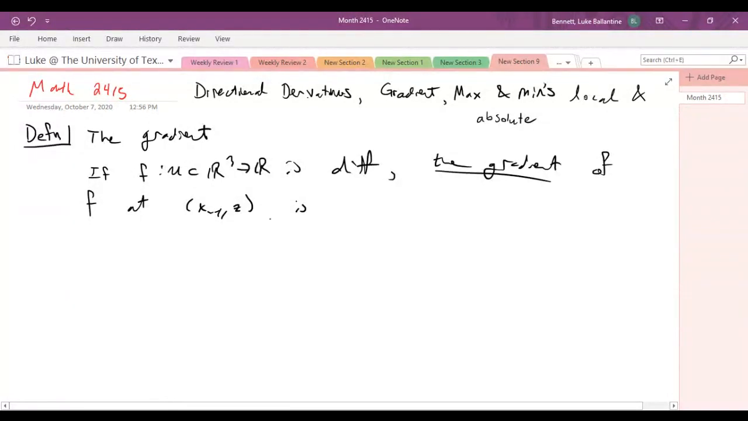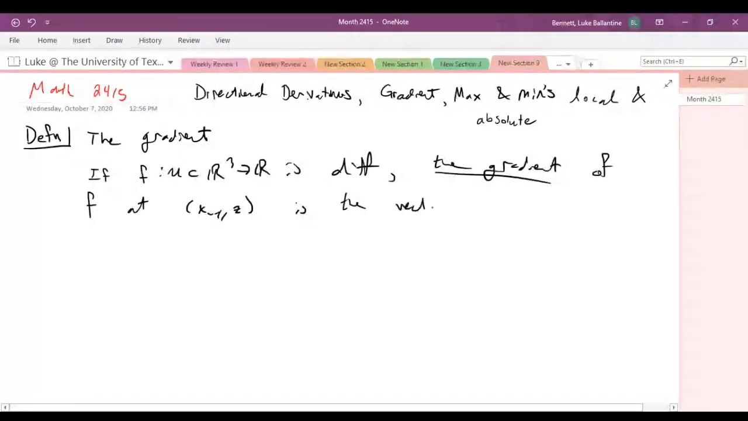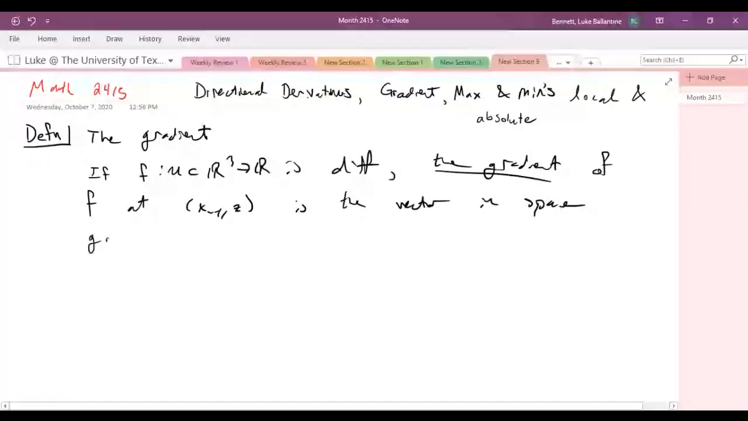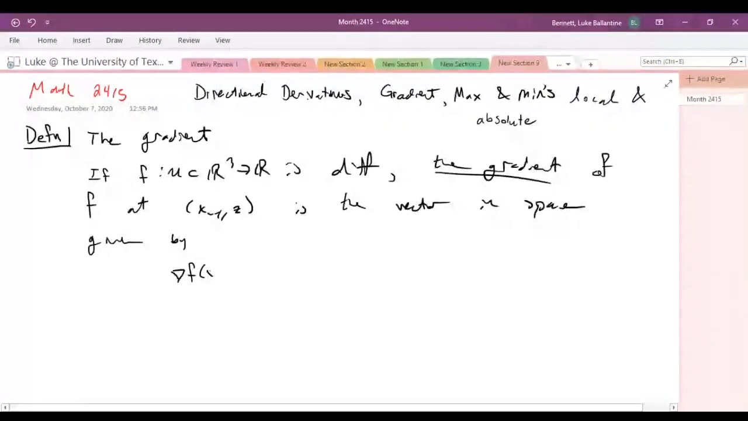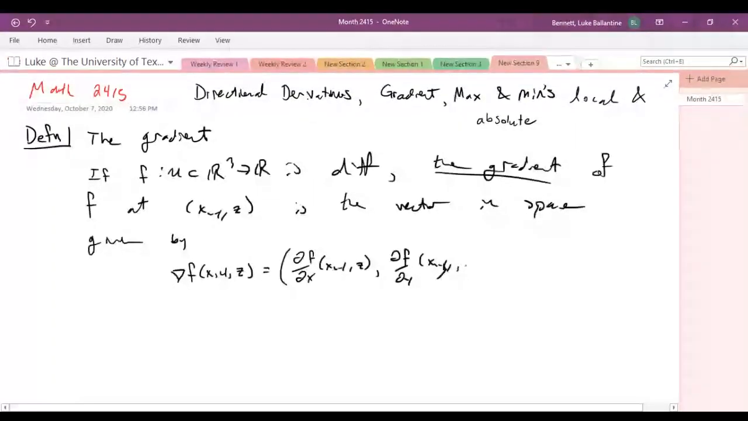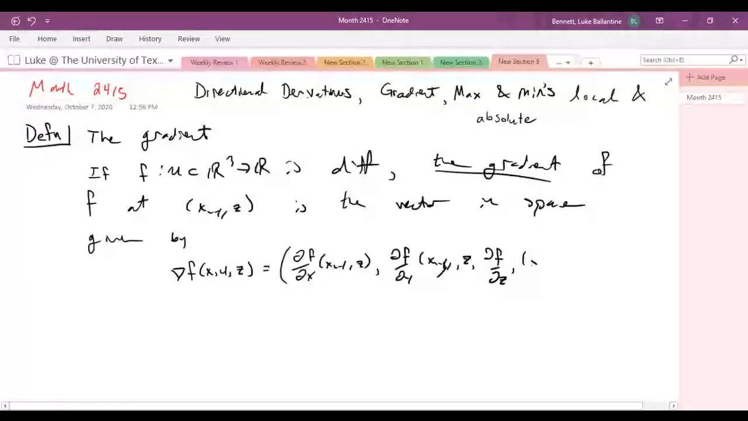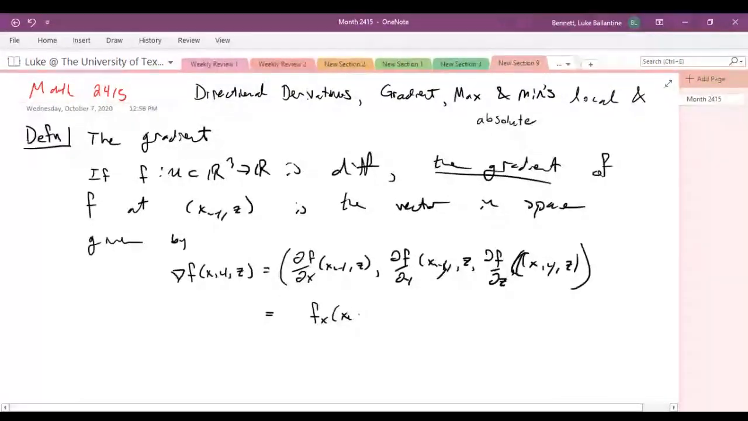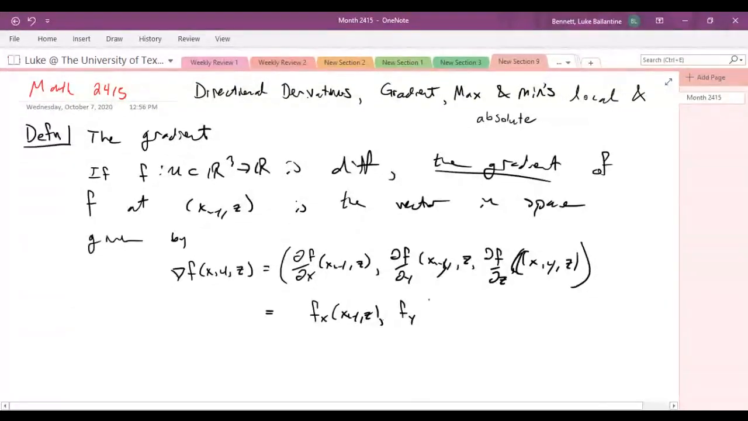So the gradient of f at a point x, y, z is the vector in space given by, and we write it with this upside down delta, del f of x, y, z, equal to the partial of f with respect to x at x, y, z, the partial of f with respect to y at x, y, z, and the partial of f with respect to z at x, y, z. You could also write this in the easier, more compact notation, f sub x, f sub y, f sub z.